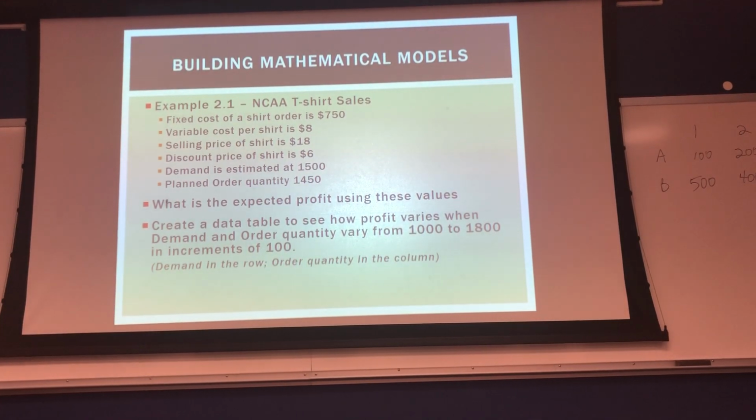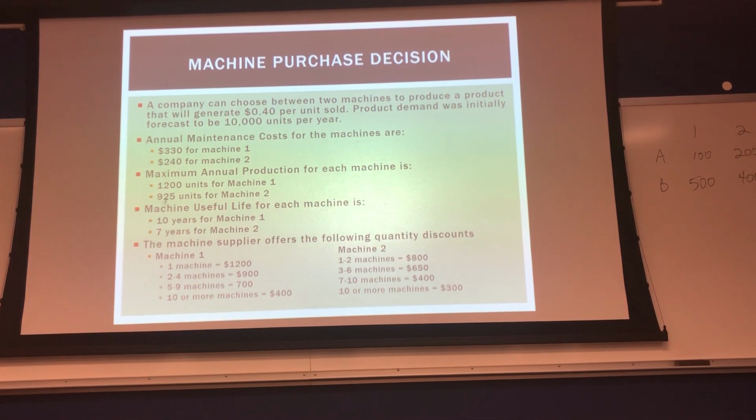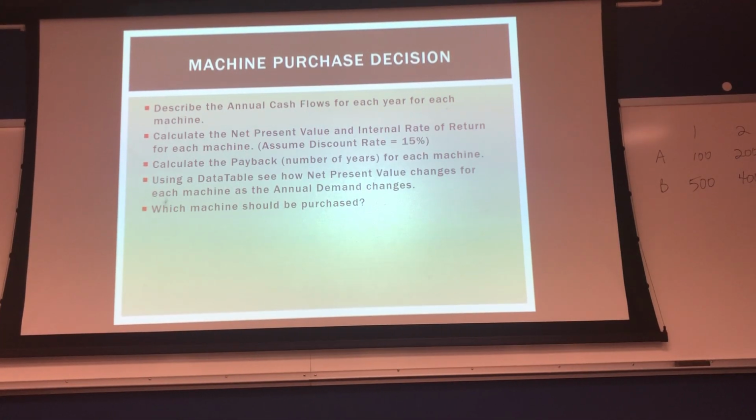What if demand had been different and I had ordered differently? So it's a very small example, but it introduces all of the main ideas of what you do when you're modeling. Then we went into this machine purchase decision, and didn't get very far into it at all. But if you remember, all of these numbers are on the spreadsheet, so we don't have to look back through all these numbers.